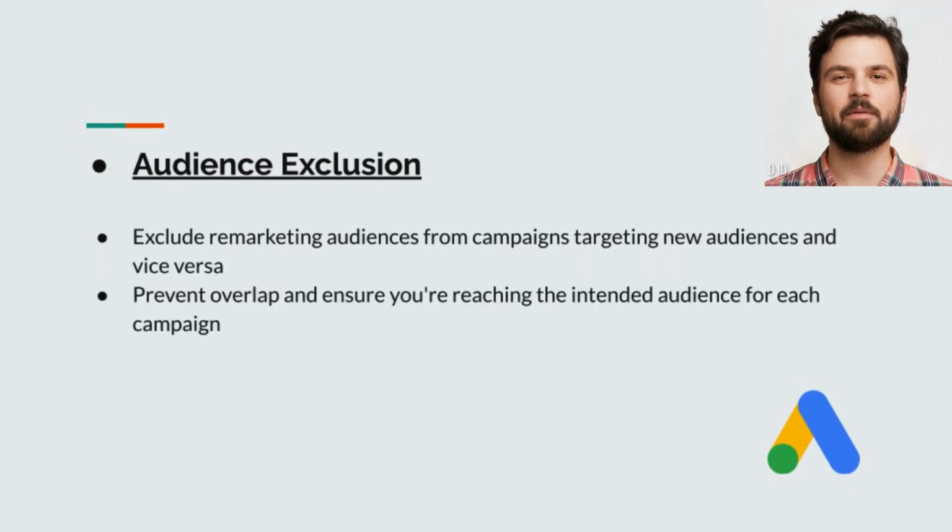Audience exclusion. Don't forget about audience exclusion. If you're running remarketing campaigns, exclude those remarketing audiences from your campaigns targeting new audiences, and vice versa. This prevents overlap and ensures your ads reach the intended audience for each campaign, improving efficiency and targeting accuracy.